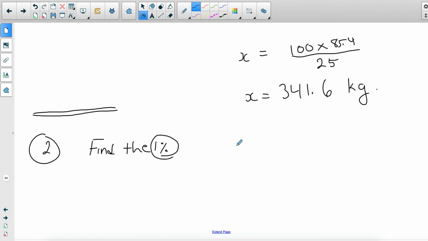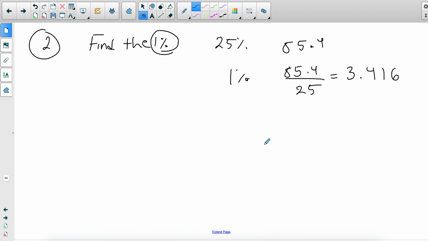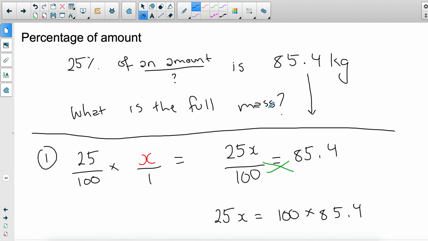Okay, so you want to find the 1%. So I know that 25% is 85.4. If I want to know the 1%, I'm going to divide 85.4 by 25. And that will tell me what each part is equal to. So each part, and I mean by 1%, is equal to 3.416.